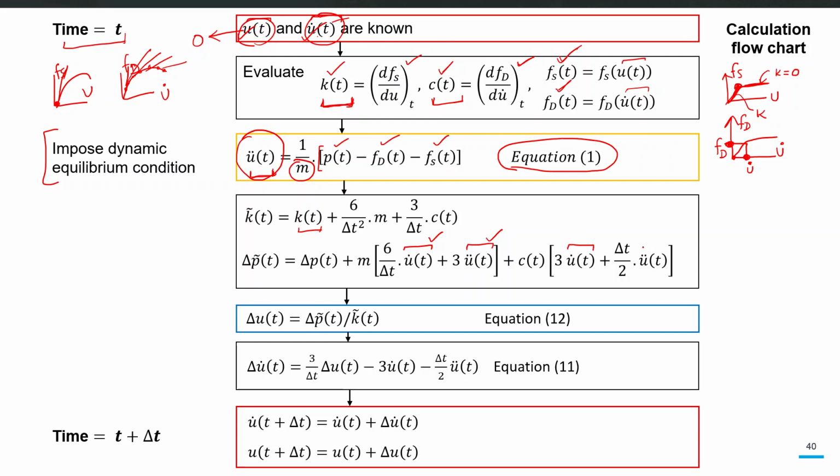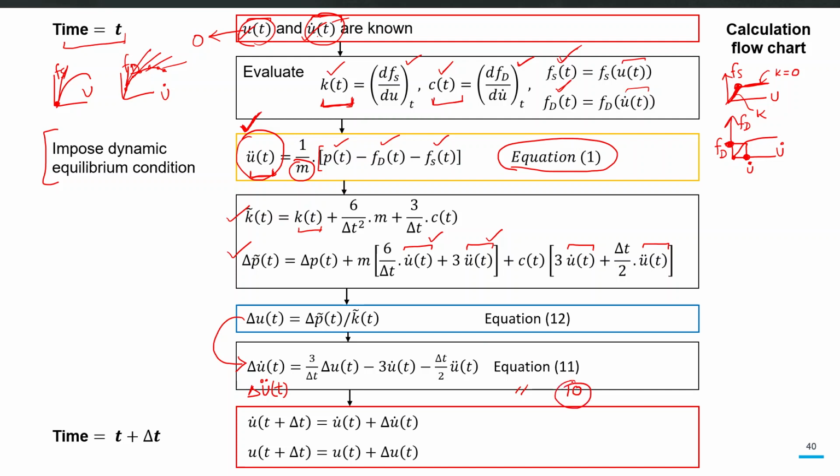So we can calculate this delta p prime here, and once these two values are calculated, we can divide them to get delta u, which is equation 12. And once the change in displacement is known, we can convert it into change in velocity using equation 11. We could have calculated the delta u double dot here using equation 10, but instead of doing that, we have opted for this option, that u double dot will be calculated automatically for any time instant using the governing equation of motion instead of using equation 10.